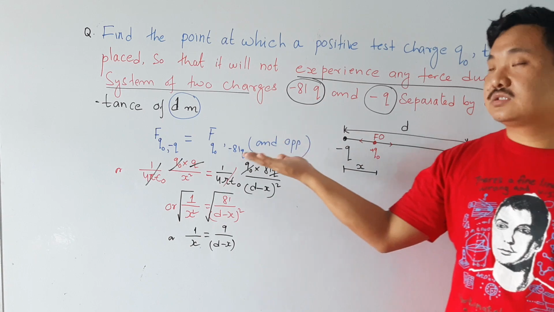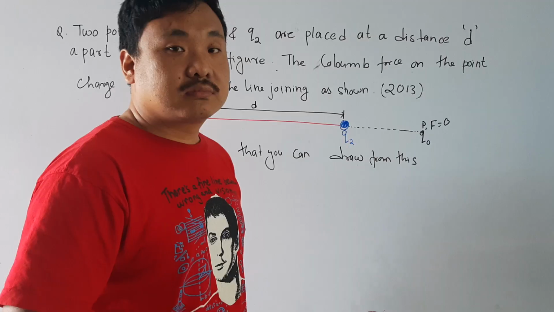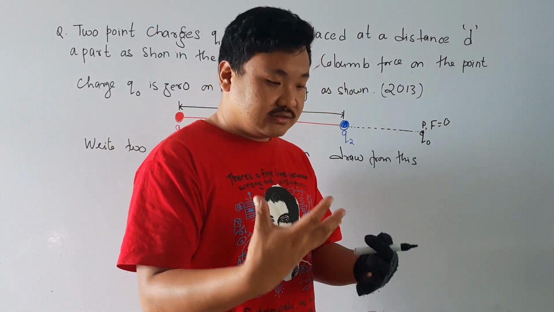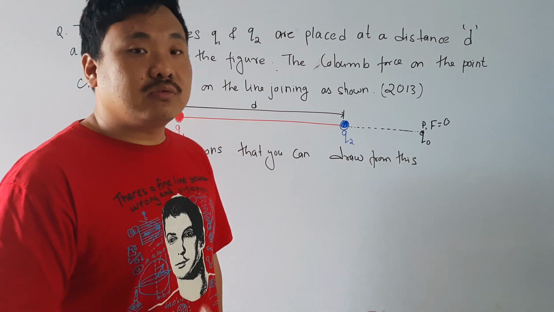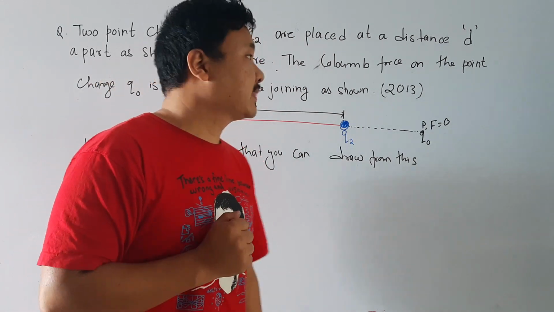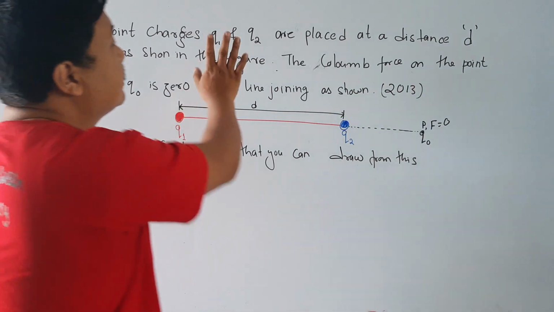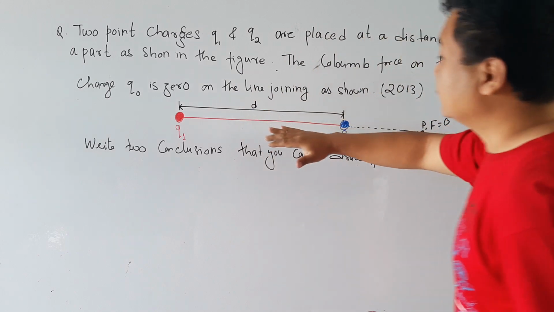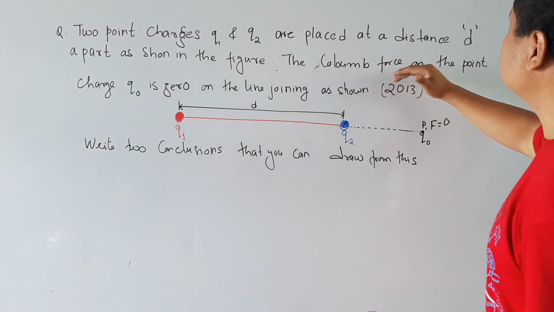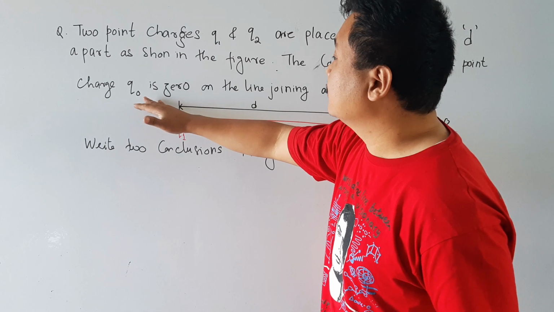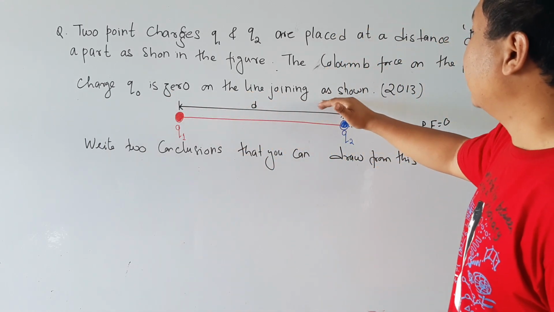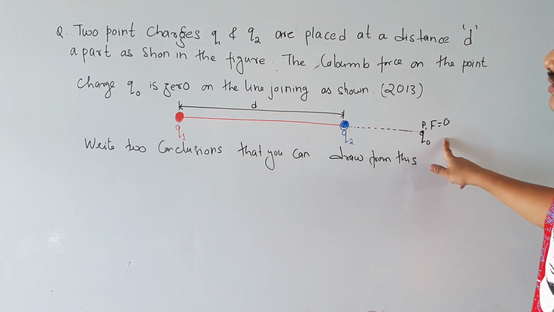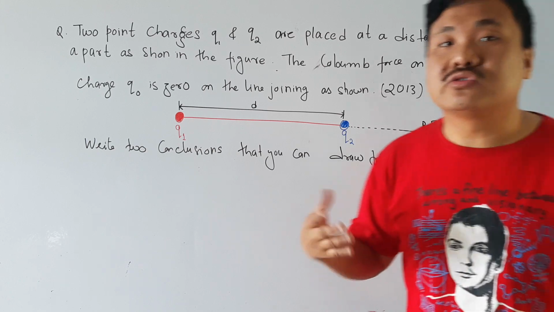If you don't solve this question, then you may not understand this. You can easily solve where the charge is to be placed so that there is no force, that is, the total force is 0. But what if this kind of question is asked? The question says the two point charges Q1 and Q2 are placed at a distance d apart as shown in the figure. The Coulomb force on the point charge Q0 is 0 on the line joining them, as shown. There is no force, F equal to 0. Write two conclusions that you can draw.